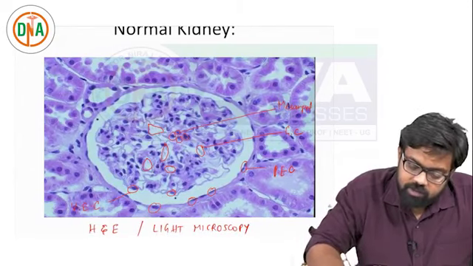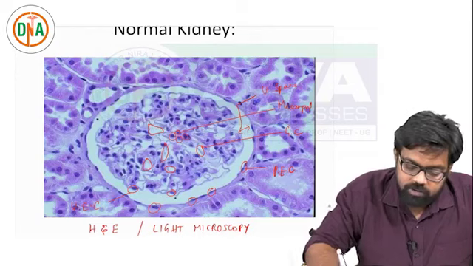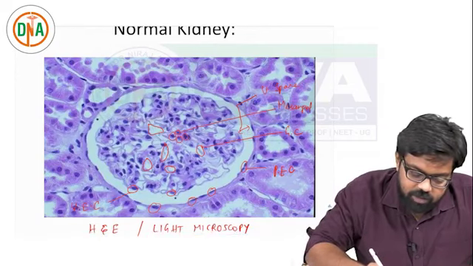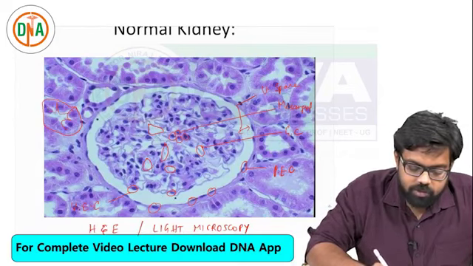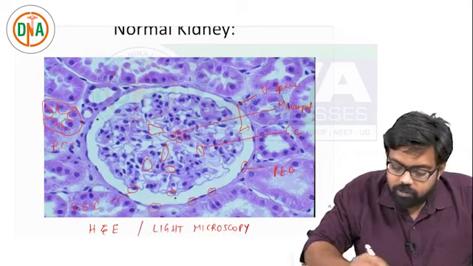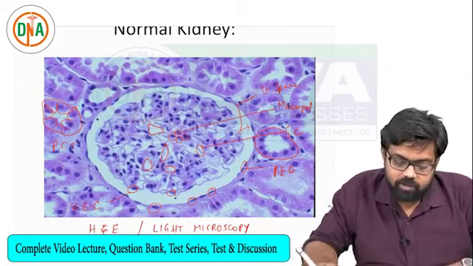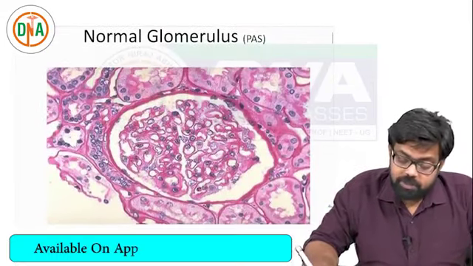And what exactly is this? This is the urinary space. And very adjacent to it, there are some cells with large eosinophilic cytoplasm. So these are nothing but the proximal convoluted tubules. This is also a proximal convoluted tubule. Yes. Next is about the normal glomerulus with some special stains.